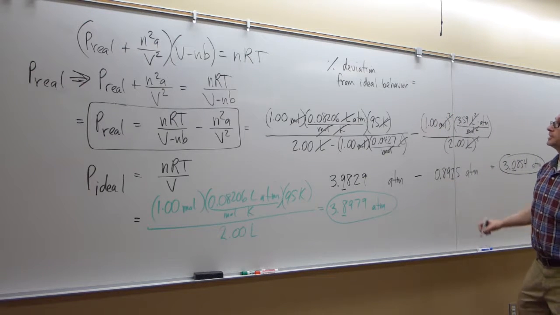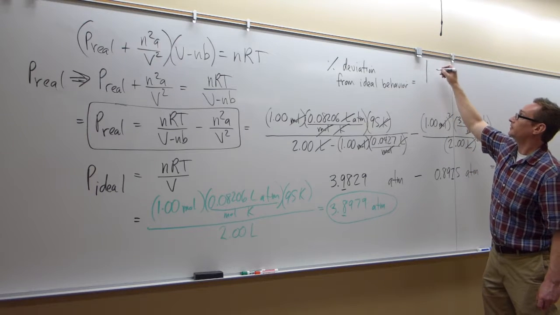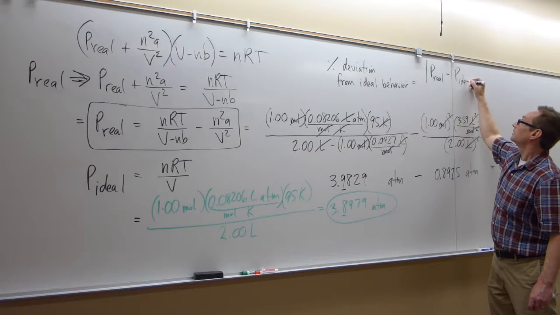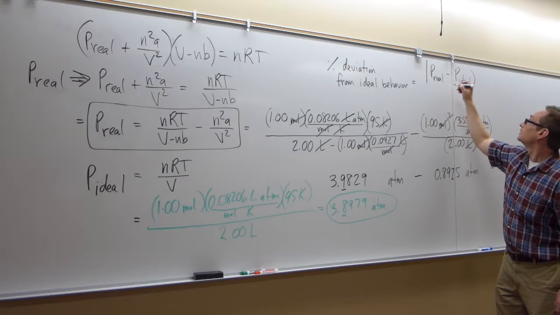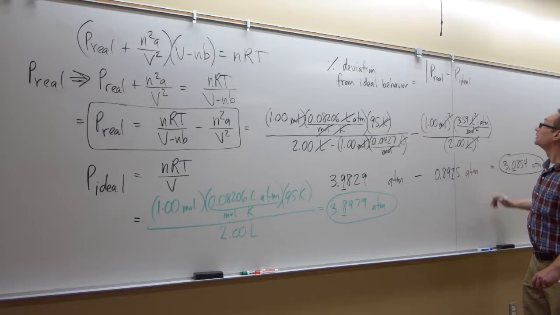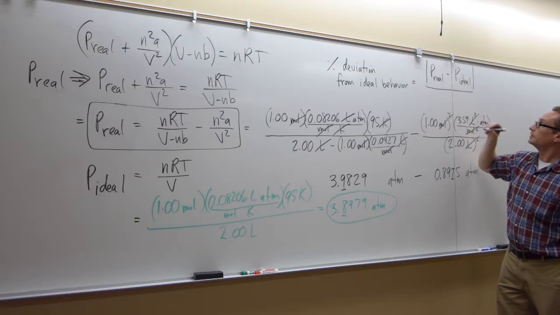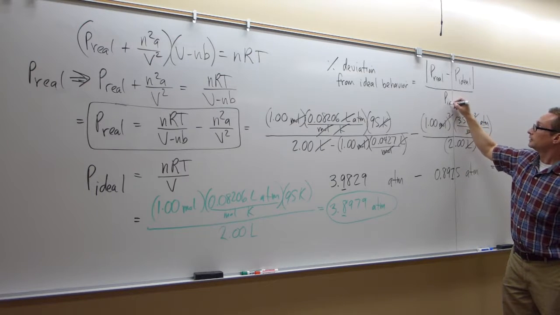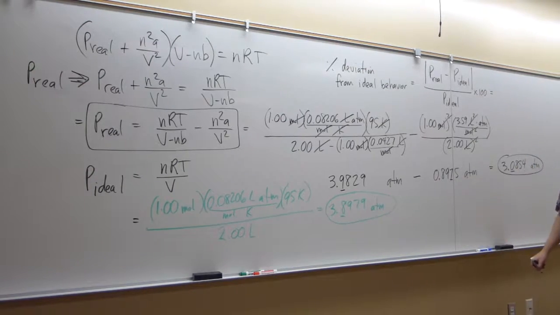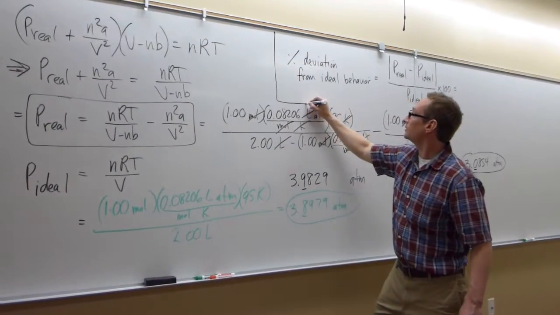Percent deviation from ideal behavior is the absolute value of P real minus P ideal, divided by P ideal, times 100. Let's go ahead and just wall this off.